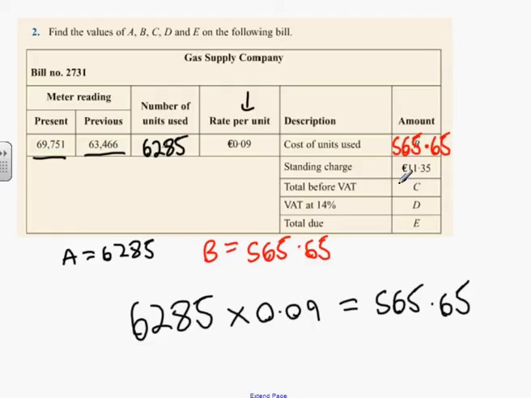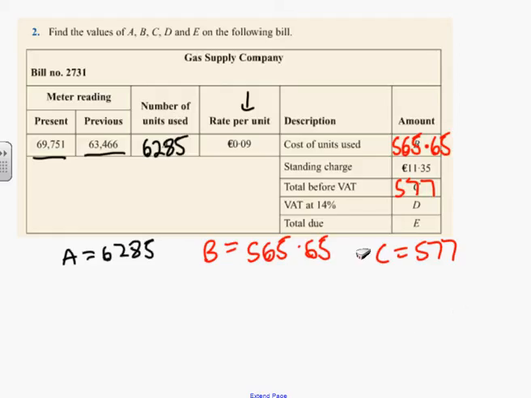So what's the total when you add the two of them together? 565.65 plus 11.35. 567. No, 577. So you pay €577. So C is €577. Now, you have to pay 14% VAT on top of that. So 577 divided by 100 and multiply by 14. So find 14% of that.